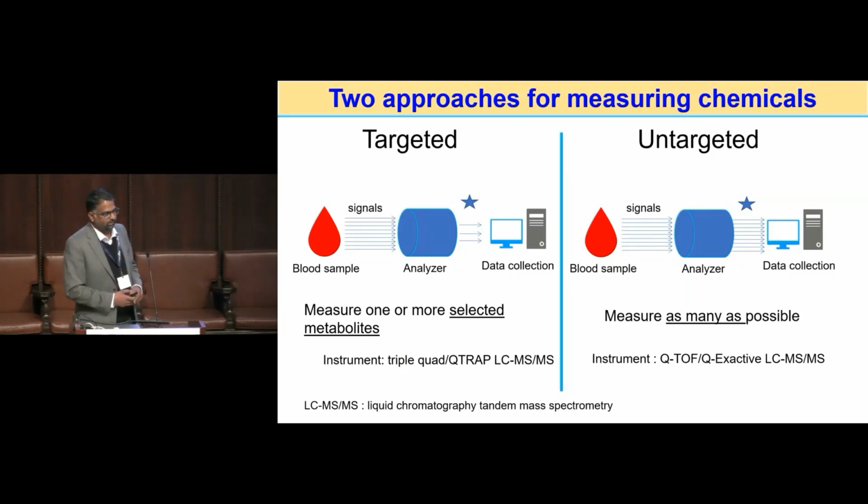And the fundamental difference is that in targeted, we have an analyzer that just filters the signal that we record. In untargeted, we don't have that filtering. We record as much signal as possible.